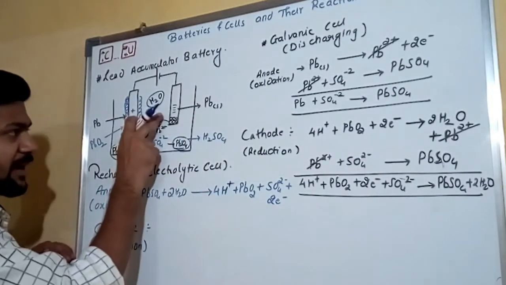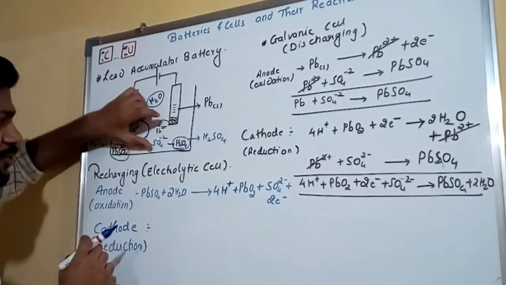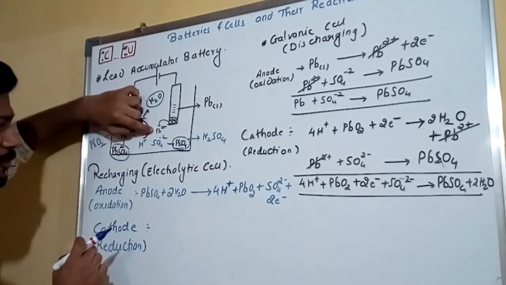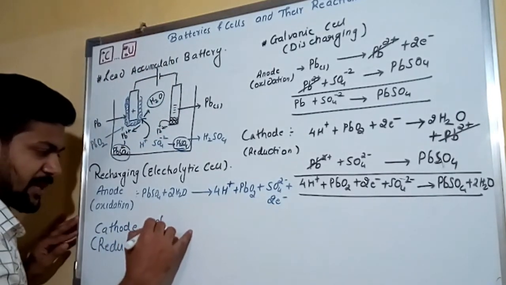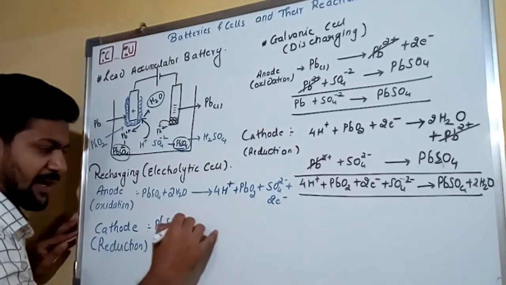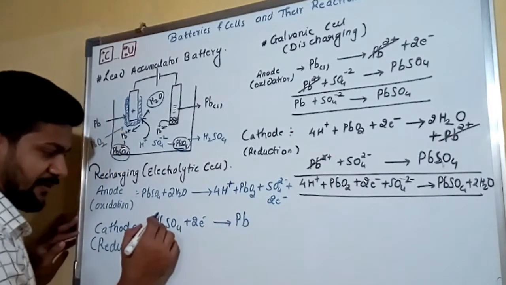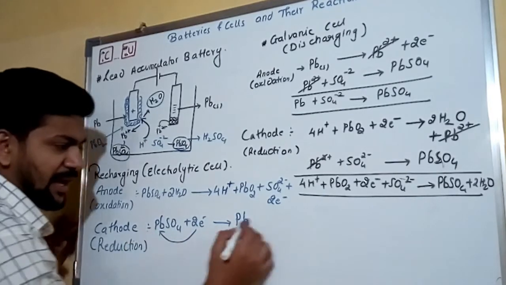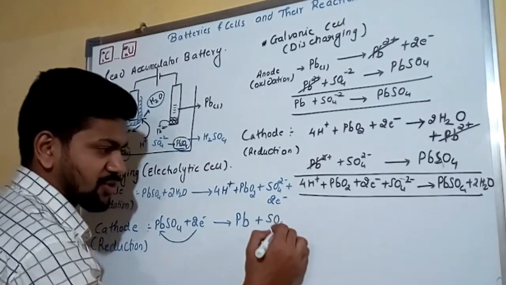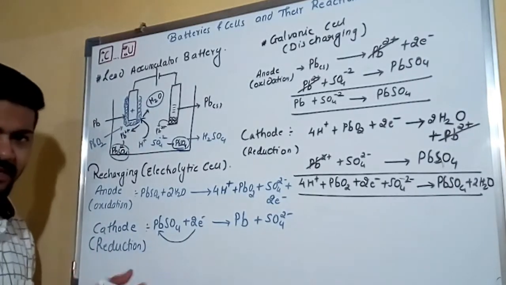PbSO4 will be going back and dissociating into Pb2+ and SO4 2-, from where Pb2+ will accept electrons and go back. So the reaction will be PbSO4 accepting 2 electrons and getting converted into Pb, where Pb was in the +2 oxidation state, and these electrons go to Pb, and what will be left behind will be SO4 2-. So this is the cathodic reaction, and that's it.